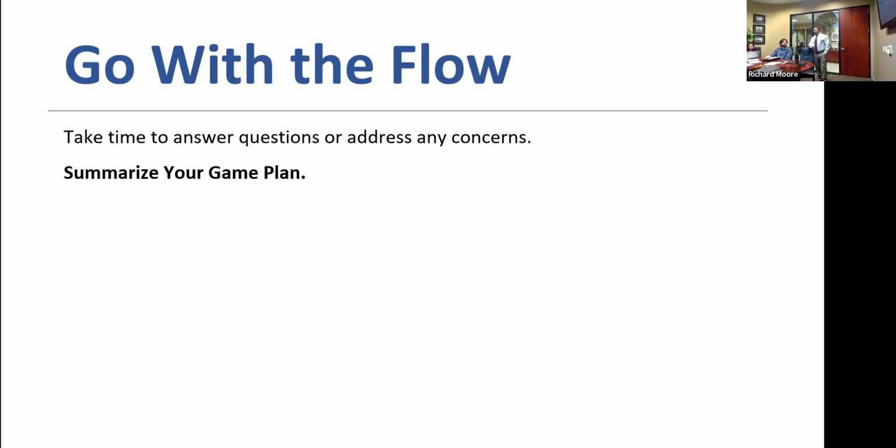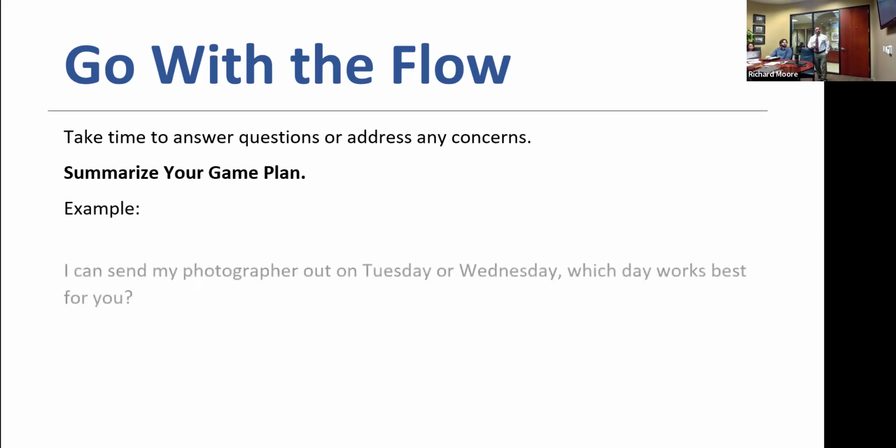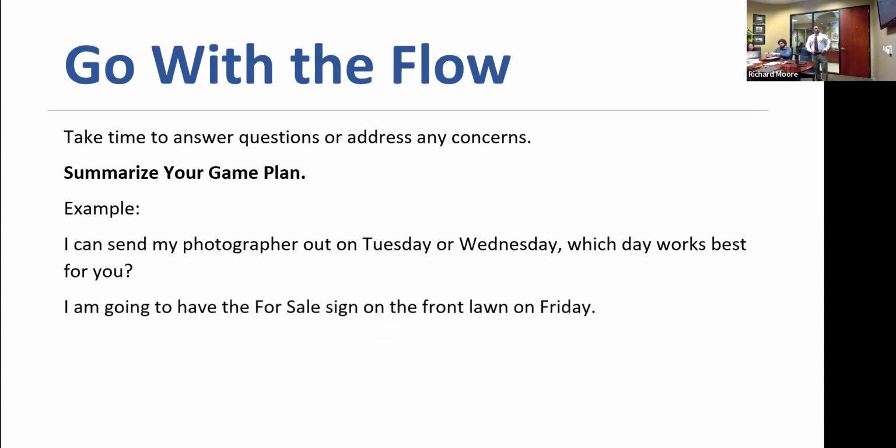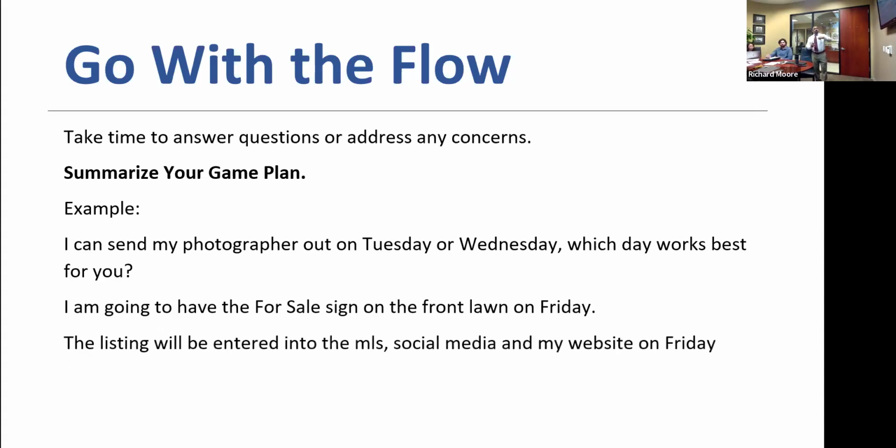So at the end, you want to summarize your game plan. Example: I can send my photographer out on Tuesday or Wednesday, which one works best for you, right? So you're going over what you're going to do after they sign the contract, or even before. I'm going to have the for sale sign out on the front lawn by Friday. The listing is going to be entered into MLS, social media, and my website by Friday. So mostly everything is going to happen on Friday. We're going to send out the photographer Tuesday or Wednesday. I should have the pictures by Friday, so I'll be able to design the flyers and have everything out.